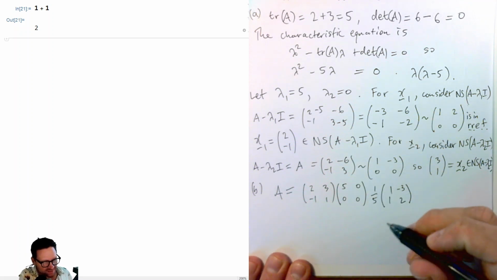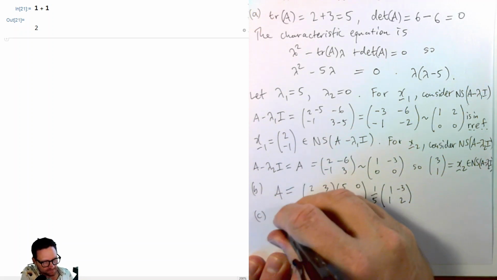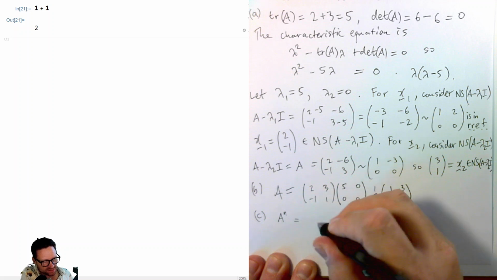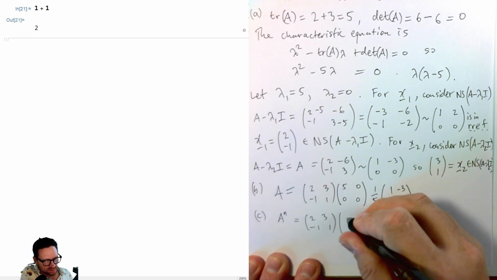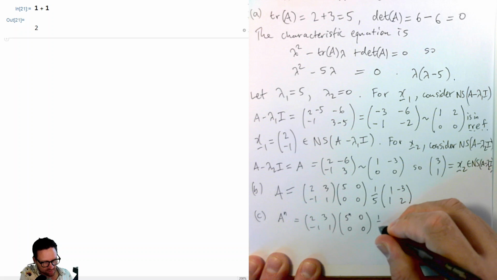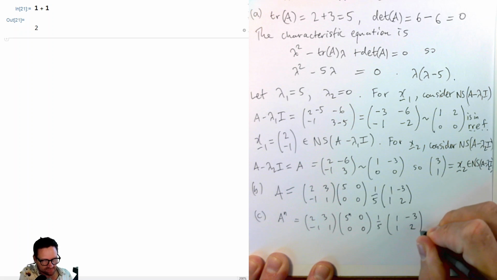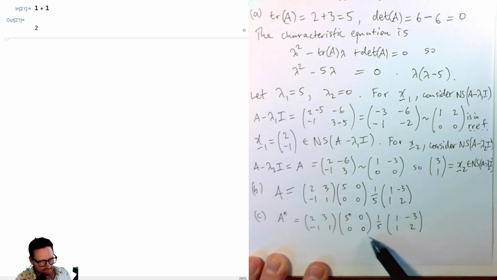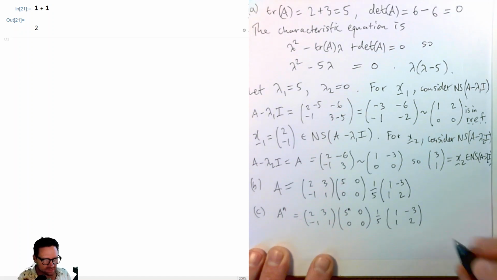So now for part C, A to the power of n is equal to 2, 3, minus 1, 1, times 5 to the n, 0, 0, 0, times 1/5, 1, minus 3, 1, 2. Okay, now we can pull out 5 to the power of n and put it in front. We can pull out the 1/5 in front also.